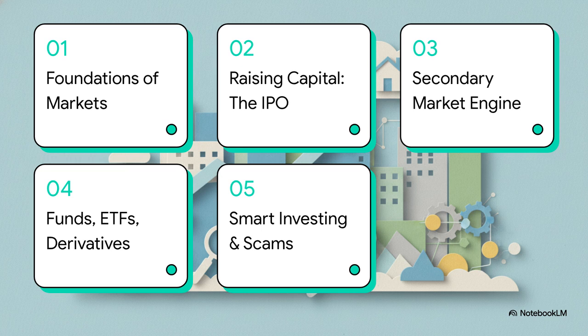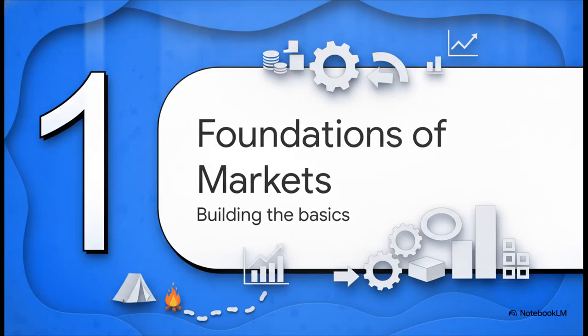Here is our roadmap for today so you know exactly what mountains we'll be climbing. We've got 1. Foundations of financial markets. 2. Raising capital, the IPO. 3. The secondary market engine. 4. Funds, ETFs, and derivatives. And lastly, 5. Smart investing and scam prevention. Starting off at base camp with Section 1, Foundations of Financial Markets.